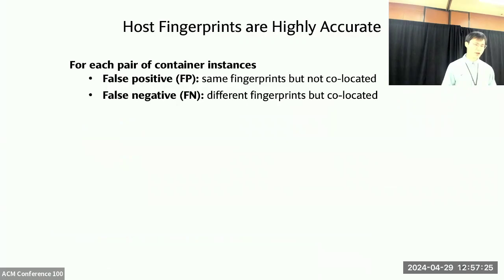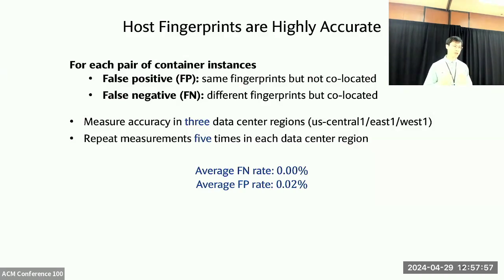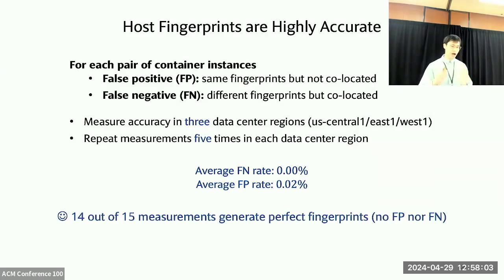And here we are measuring two metrics. One is false positive, which is defined as: for a pair of containers, if they have the same fingerprints but are actually not co-located, then that's a false positive. And false negative is the exact opposite. So under this, we performed the accuracy measurements in three Google Cloud data centers, and we repeated our measurements 5 times in each data center at different times of day and different days. So averaged across all these 15 measurements, we see 0 false negative rate and a very tiny false positive rate. And 14 out of these 15 measurements generate perfect fingerprints.